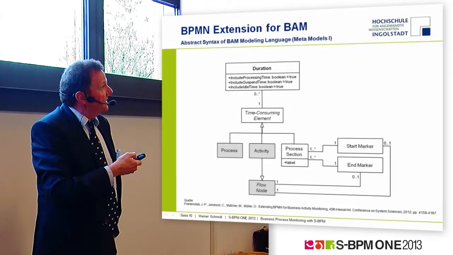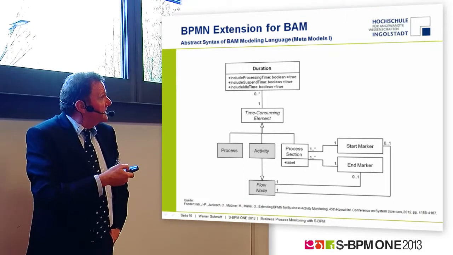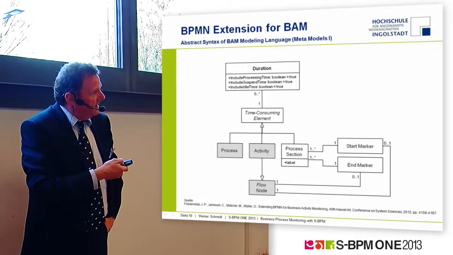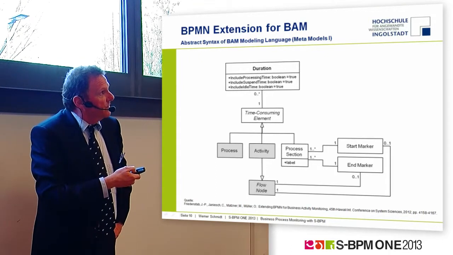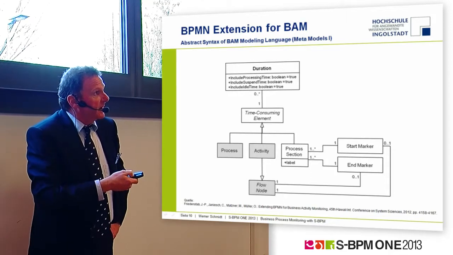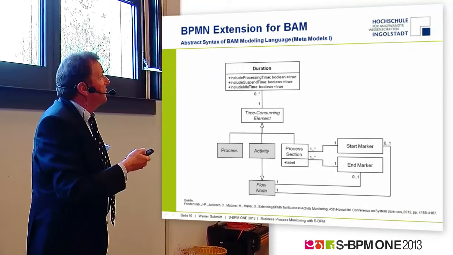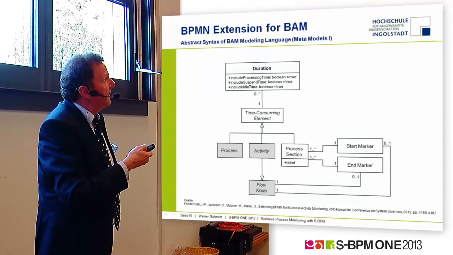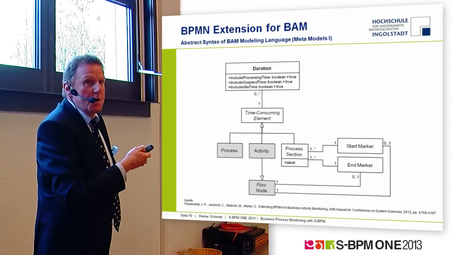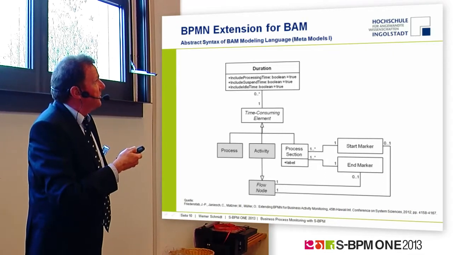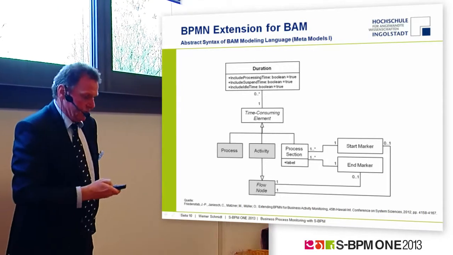The definition is that there's a time-consuming element, and in BPMN, this can be a process, these are the gray rectangles here, an activity, and a process section defined by a start marker and an end marker, which refer to flow nodes in the BPMN notation. Using attributes up here, you can, for example, include which kind of time you want to measure: processing time or sustained time or idle time, for example. Say true and false, you can choose.